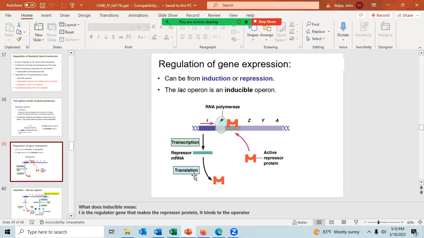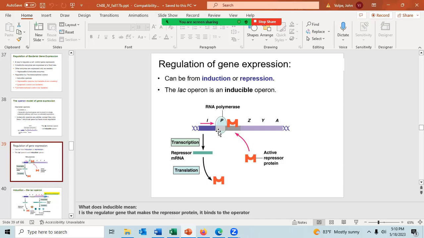All right, so when the I gene is expressed, meaning it's turned on, it makes its gene copy, it's transcribed, and the messenger RNA is translated into a protein. This protein is a repressor protein, and it is active. And that repressor protein binds to the operator of the lac operon.